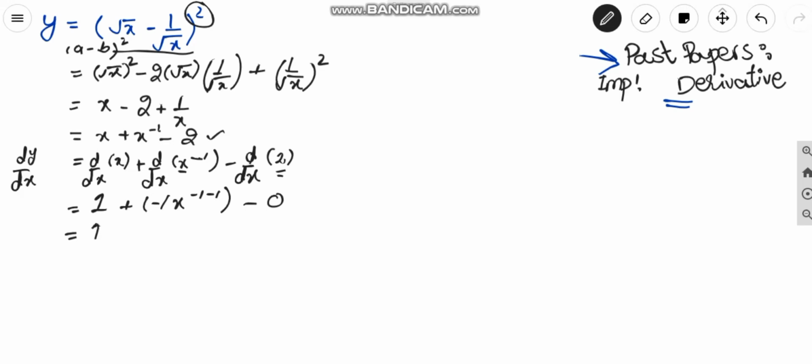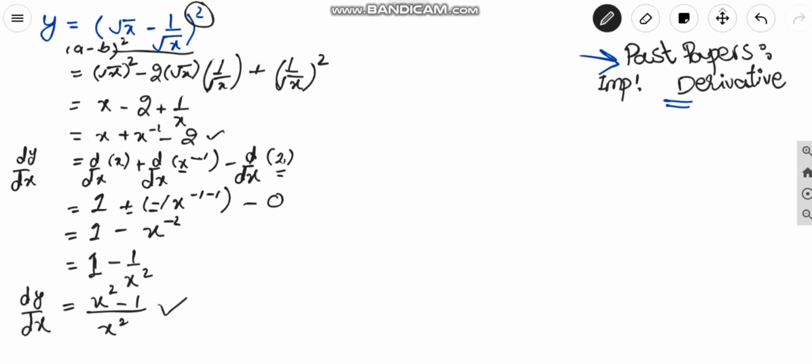Our answer is 1. This plus and minus will become minus x power minus 2. You can also write it as 1 minus 1 by x square. As a rational, you can simplify it as (x square minus 1) over x square. So this is the derivative of your given function with respect to x.